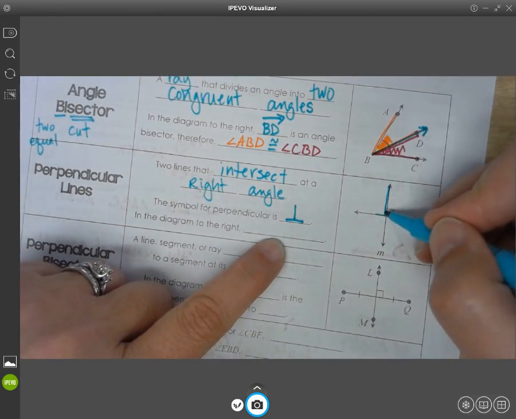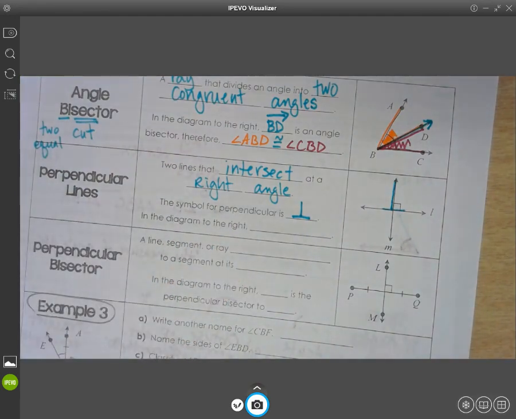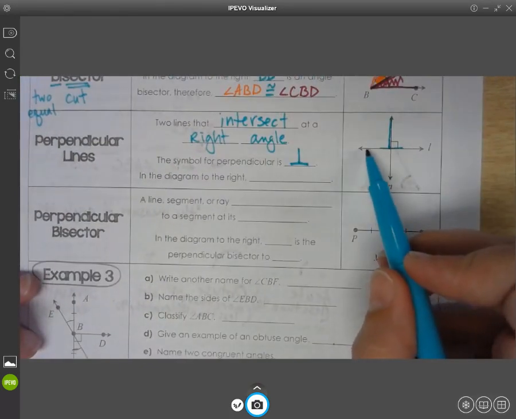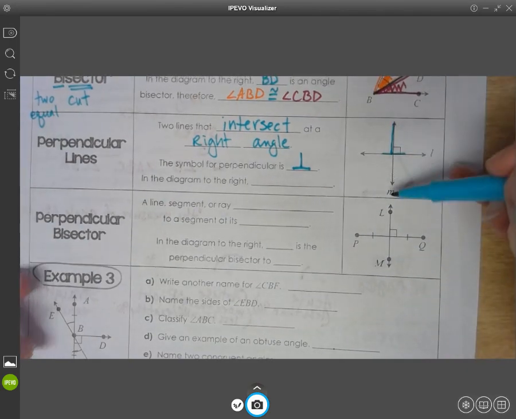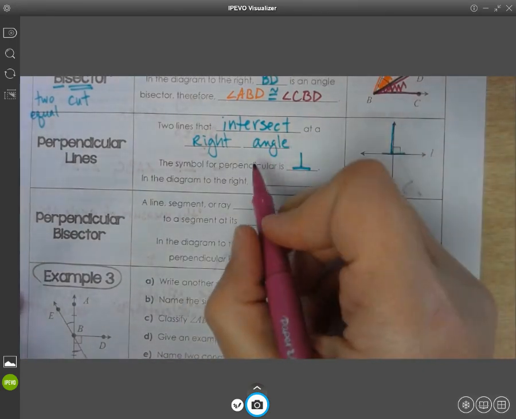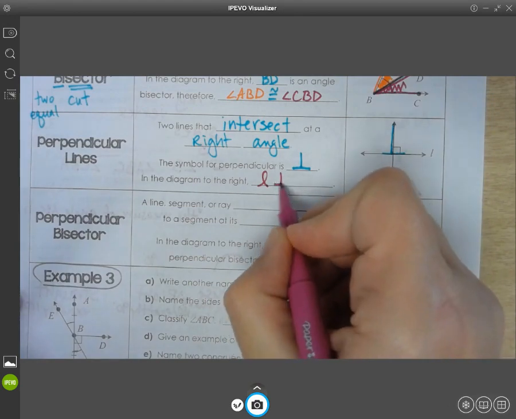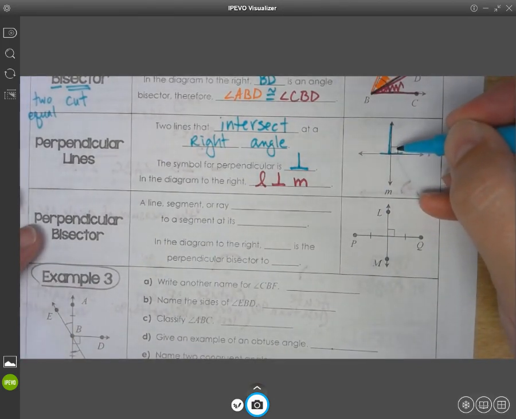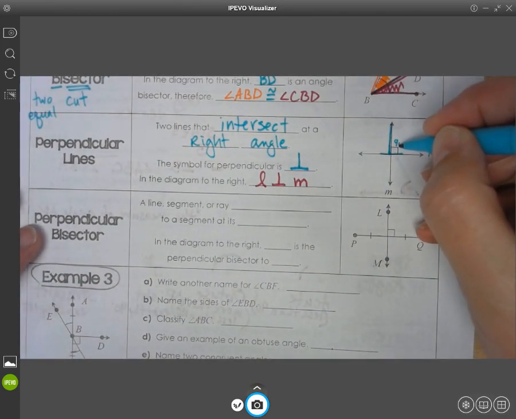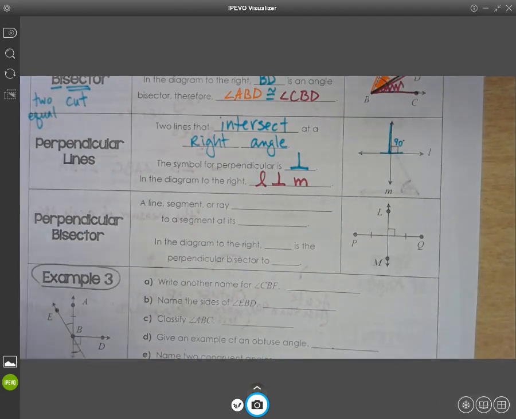Okay. So in the diagram to the right, we say that this line L is perpendicular to line M. So the way we can say that is L is perpendicular to M. Okay, and this little symbol, again, that's our symbol for right angle. That's a 90-degree right angle.